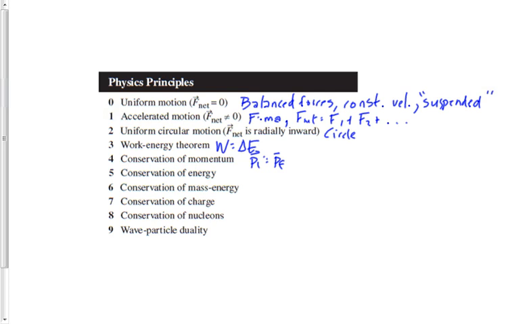Conservation of energy, we use fairly often, certainly in the context of a charged particle speeding up or slowing down, like a car going up or down a hill. Ei equals Ef, right? We're converting potential energy to kinetic energy, converting kinetic to potential, or some sort of combination of those. We're using principle number 5 there. Conservation of mass energy, that's a bit of a different one.